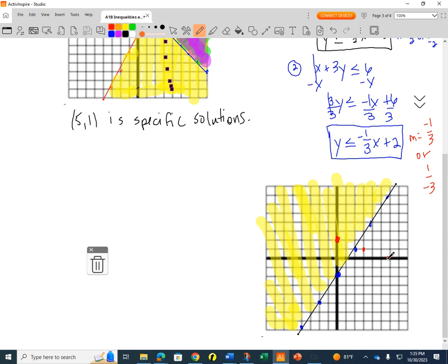We can use our other form. Go up 1 and to the left. 1, 2, 3. Up 1 to the left. 1, 2, 3. Oh, there it is. I couldn't see that other point. And this is also going to be a solid line. So I'm going to draw my line through those points.